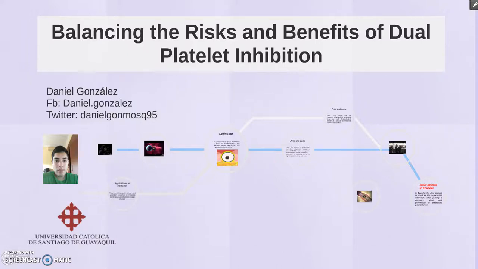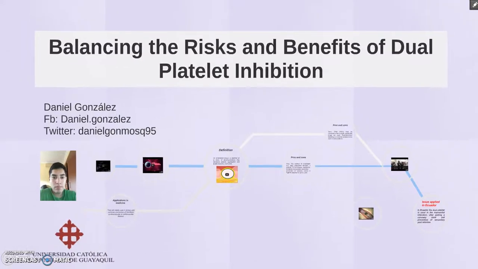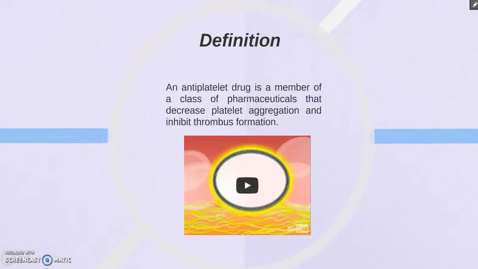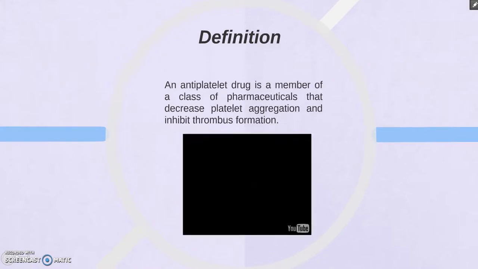Balancing the risks and benefits of dual platelet inhibition. Definition: an antiplatelet drug is a member of a class of pharmaceuticals that decrease platelet aggregation and inhibit thrombus formation.